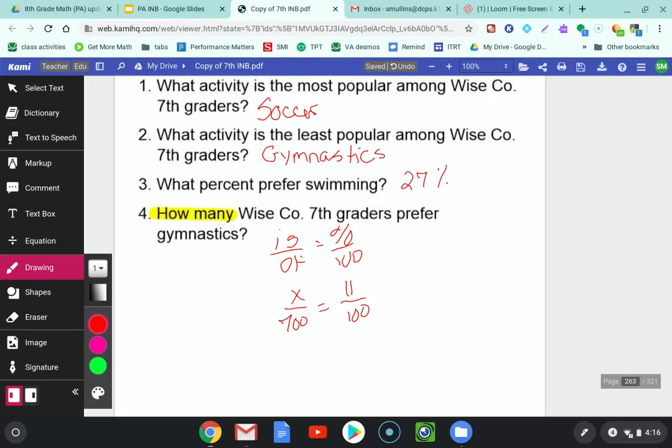So when we cross multiply, 100 times X will be 100X. 700 times 11 is 7,700. We divide both sides by 100, and we get 77. So 77 seventh graders preferred gymnastics.